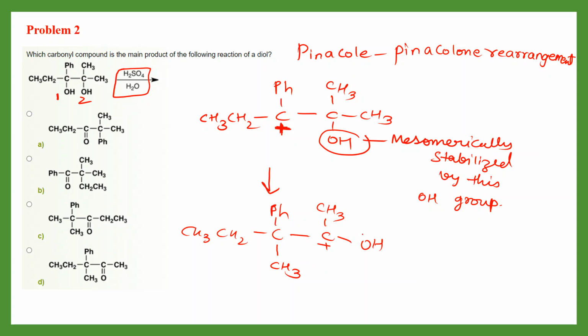Yes, ma'am. Good. In the last step, it is going to stabilize this positive charge by this mesomeric effect. And at last, after hydrolysis, we will get a ketone here. So tell me fast, in which option is this product? COCH3 in option number D. Correct?